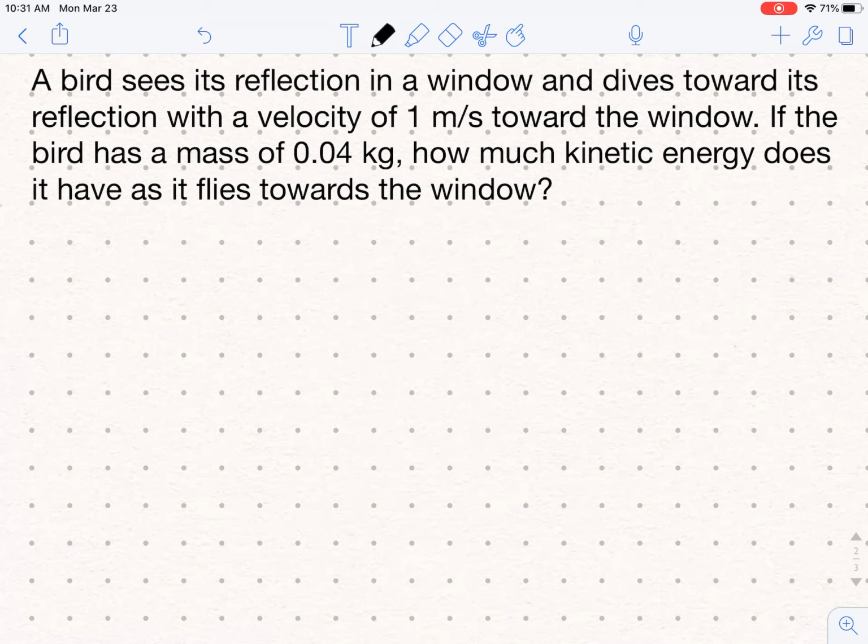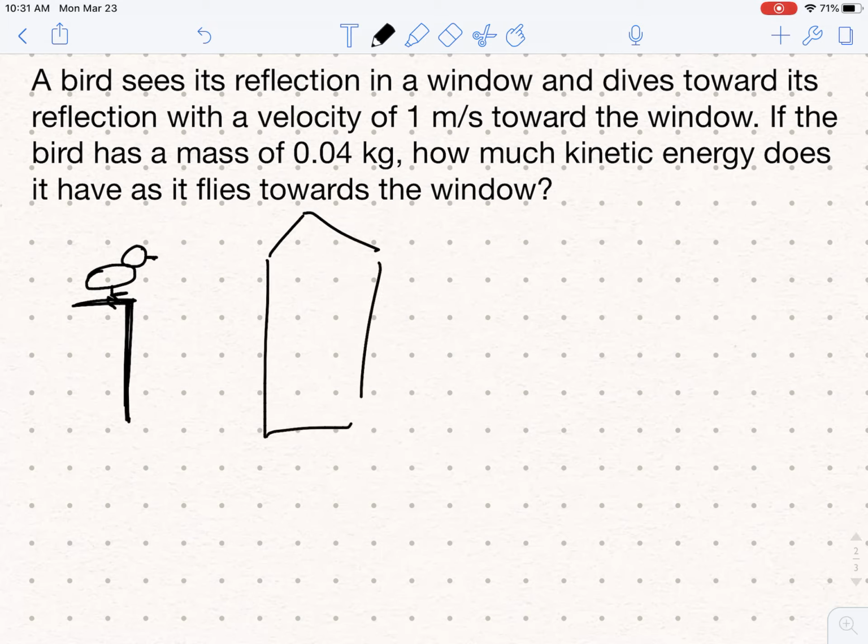And here we go. So we've got a bird that sees its reflection in a window, and it dives towards its reflection with a velocity of 1 meter per second toward the window. If the bird has a mass of 0.04 kilograms, how much kinetic energy does it have as it flies towards the window? So what we've got here is our bird, and I'm going to give you my lovely sketch of a bird. And maybe he's sitting on a fence post, and there's a house over here, and that house has this lovely window. The bird sees itself in the window, and so it flies towards the window with that velocity of 1 meter per second.